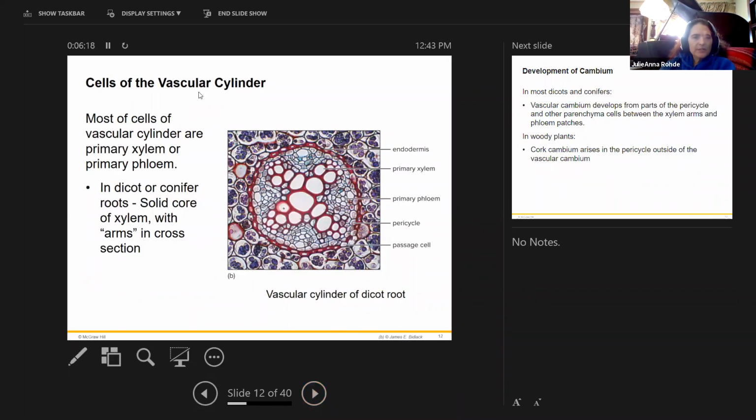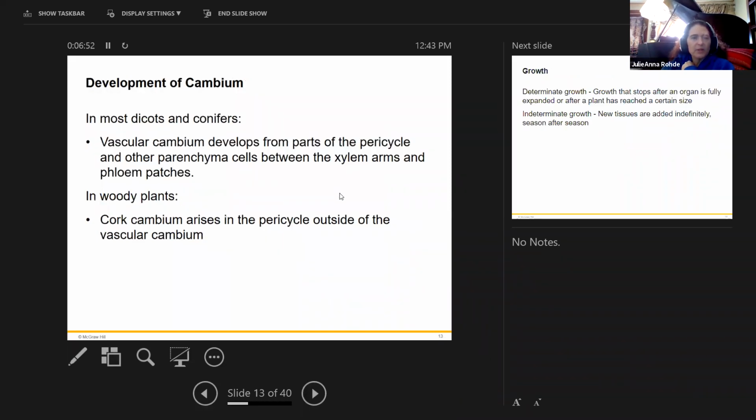So let's look then at the inside of the vascular cylinder again. Most of the cells of the vascular cylinder are primary xylem or primary phloem. In dicot or conifer roots, there's a solid core of xylem with arms in this cross section. So you could call it a cross. I don't know. My professors always called it a star pattern. But yeah, the xylem is forming that, and your phloem fills in the areas between the arms.